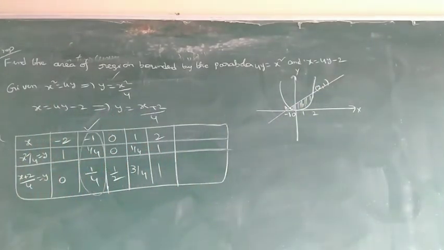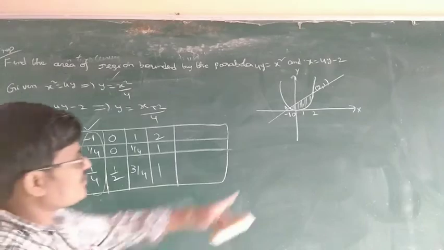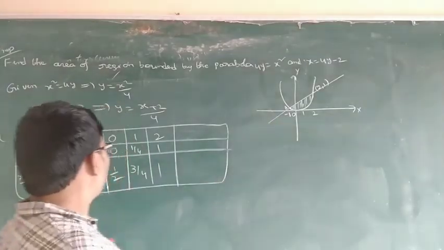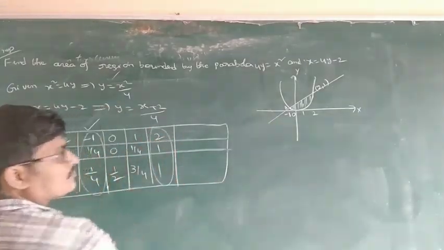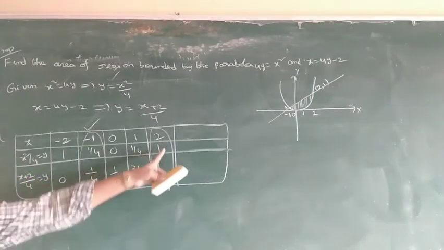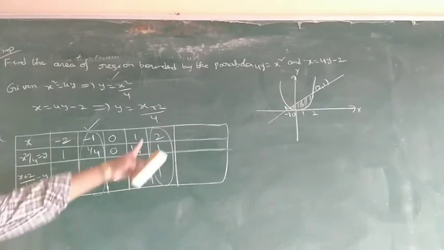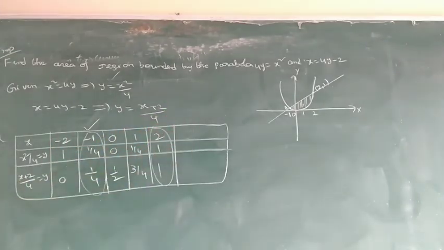So minus 1 to 2. The starting point is minus 1, the intersecting point. The ending point is 2, where both curves have the same value. Same value means they intersect at that point, which point? 2 comma 1. So what is the area? Area A is equal to the integral from minus 1 to 2.